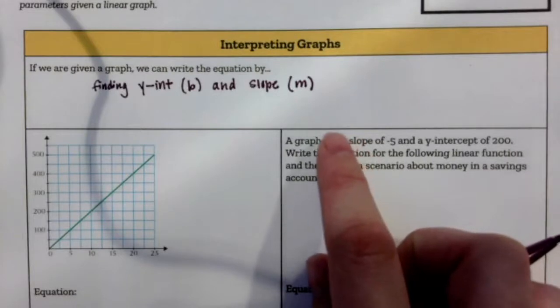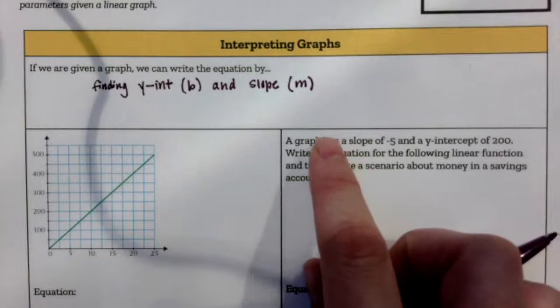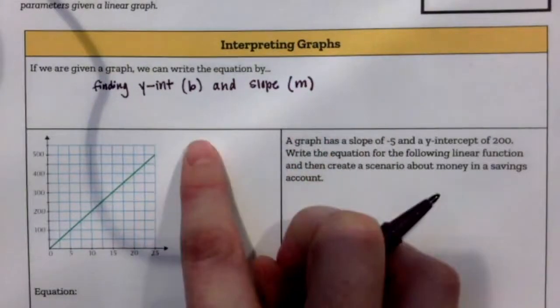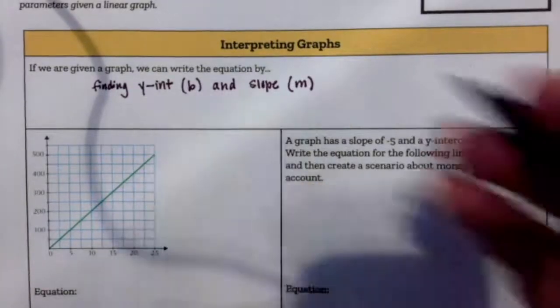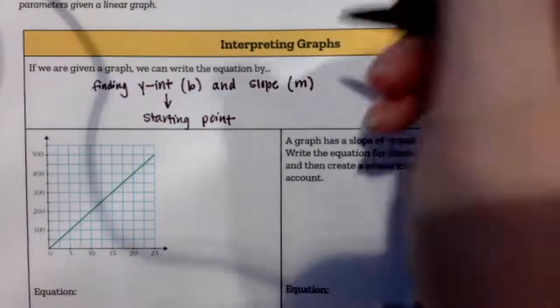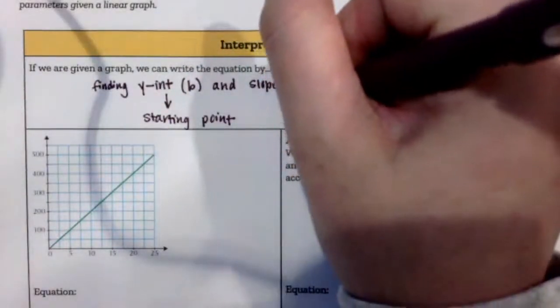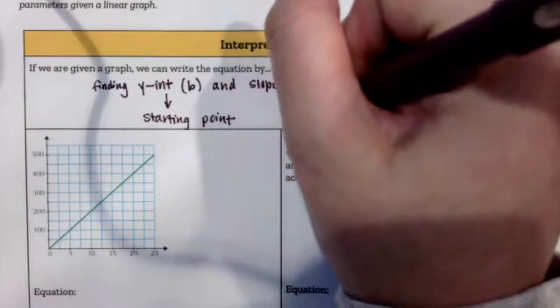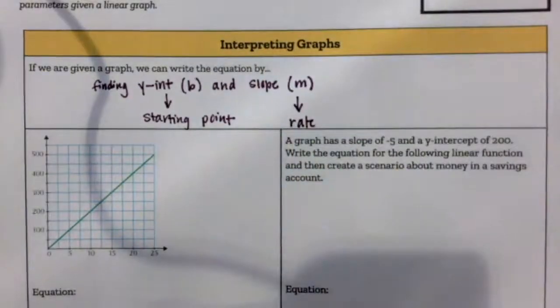The other thing that the learning target said we were going to do is to create a real-world scenario. And so we need to then interpret what these are going to mean inside of a real-world context. And so our y-intercept in a real world is always our starting point. And our slope is always our rate. So how fast something is changing.